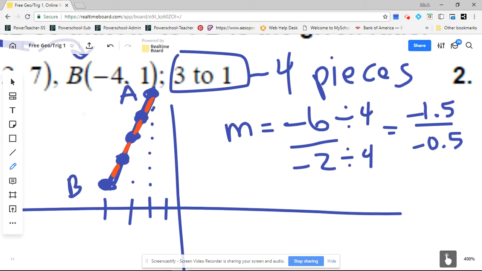They want 3 of them on one side and 1 of them on the other. And I got to go from A to B. So I need 3 pieces to 1 piece. That means right here has to be your point P. That's a point that would break a line into a 3-to-1 ratio, 3 on one side and 1 on the other. That P is a 3-to-1 ratio.